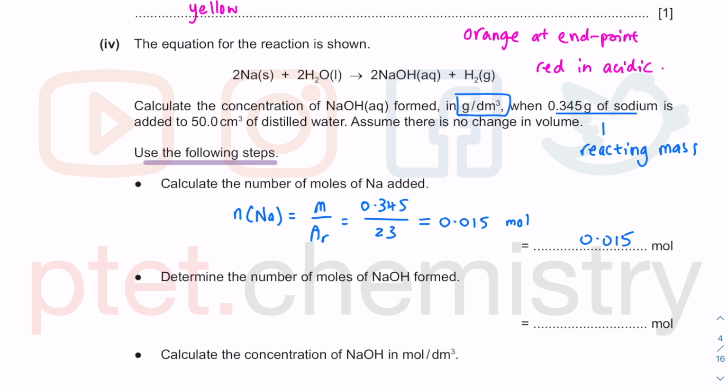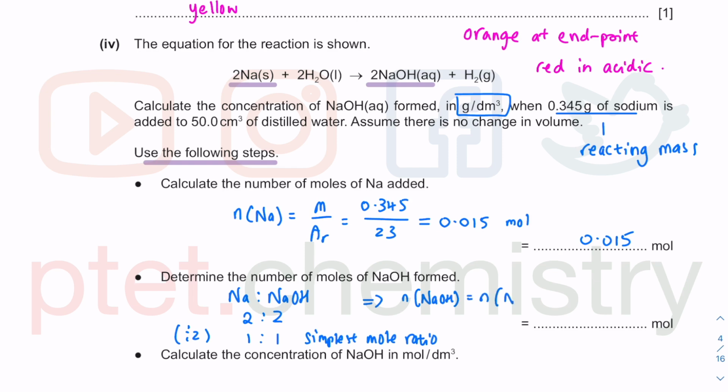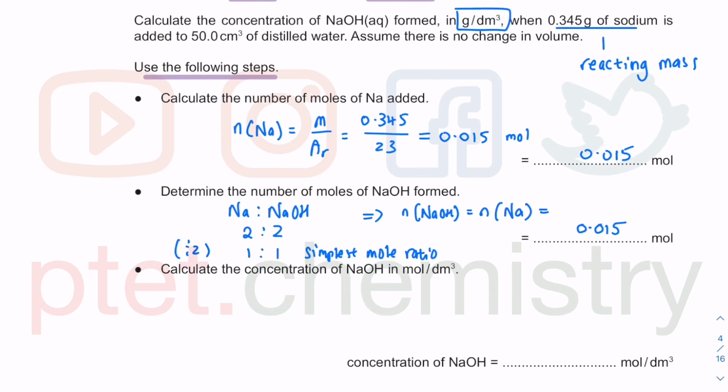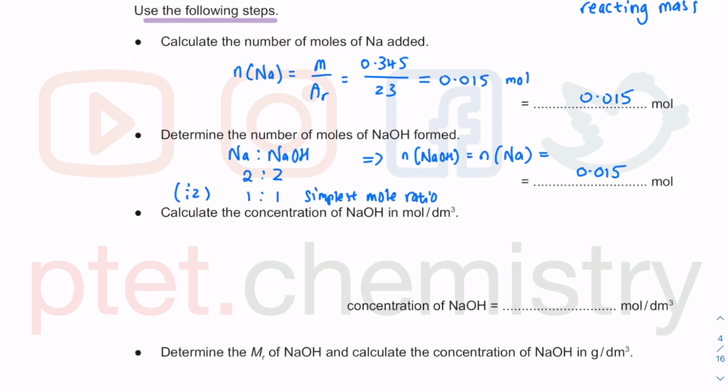Now, what is the mole of NaOH formed? We see that this is NaOH that I've underlined. This is sodium there. So the mole of sodium to the mole of NaOH is 2:2. Then divide by 2 both sides, because I can get 1:1. This is the simplest mole ratio. Now, if it is 1:1, this means that the mole of NaOH that you form is equal to the mole of Na reacted. So this is also 0.015. It's equivalent, because 2 mole of these give you 2 mole of that. If 0.015 mole of this reacted, you will also get 0.015 mole because of the mole ratio based on the balanced equation.